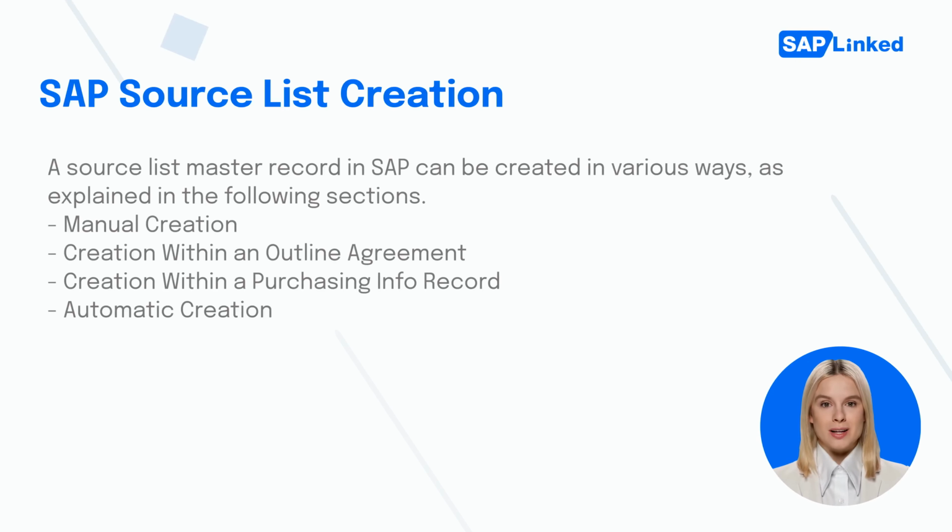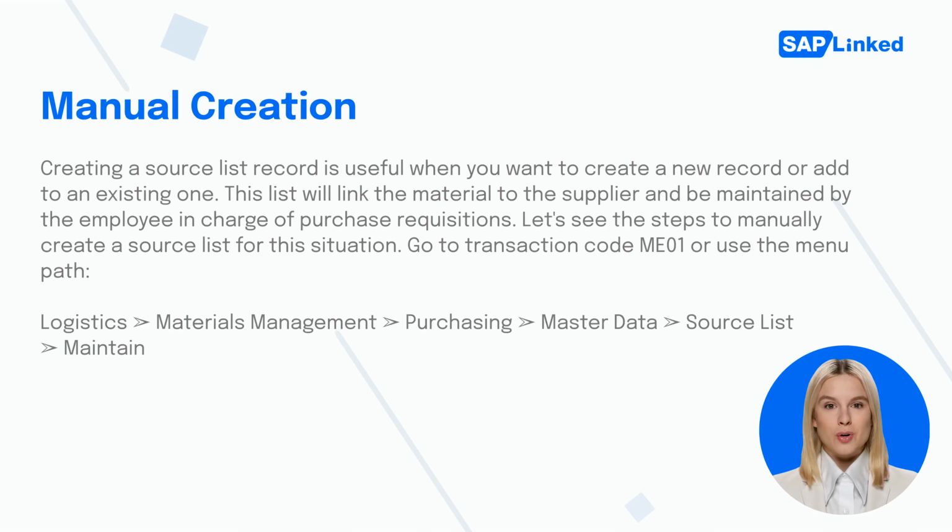A source list master record in SAP can be created in various ways, as explained in the following sections: manual creation, creation within an outline agreement, creation within a purchasing info record, and automatic creation. Creating a source list record manually is useful when you want to create a new record or add to an existing one. For example, if a company needs to buy a printing mechanism assembly from an external vendor, they can create a source list for the material.